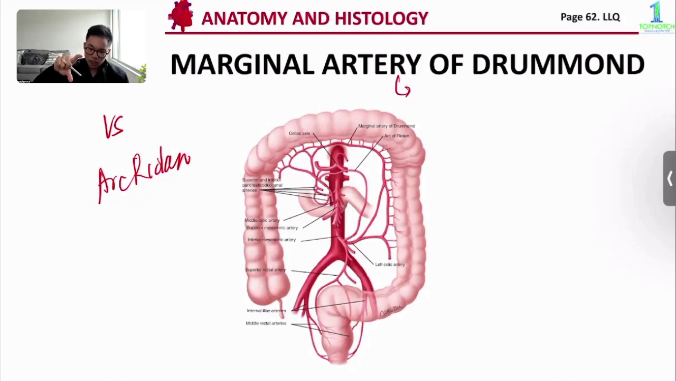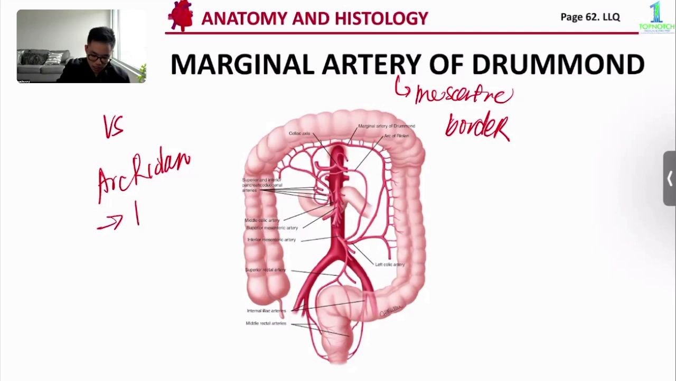anastomosis in the mesenteric border. In contrast with the arc of Riolan, which is the base. It's the mesenteric base. So this is the mesenteric border. This is the mesenteric base. The way I remember this: D comes before R. So Drummond is in the border, and the base, at the end of the alphabet, would be your Riolan.